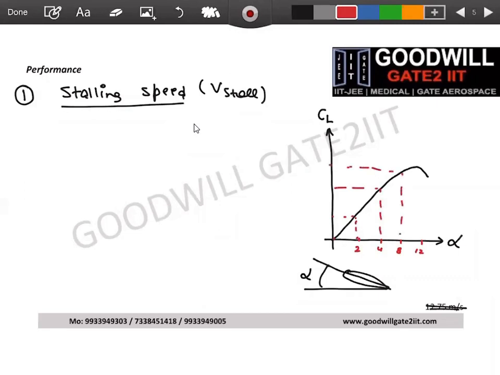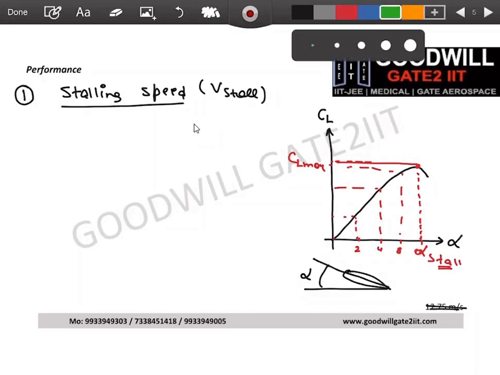But if you see it very precisely, there is a point after which your CL decreases drastically. After this point your CL decreases, and this is referred to as the stalling point. So you have alpha stall here, and corresponding to this you have the maximum value, CL max. After this, you cannot increase your alpha. If you increase it, there will be flow separation, you will not produce lift, and your lift will decrease drastically.